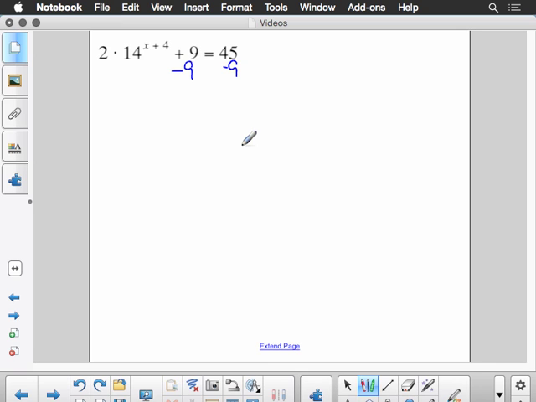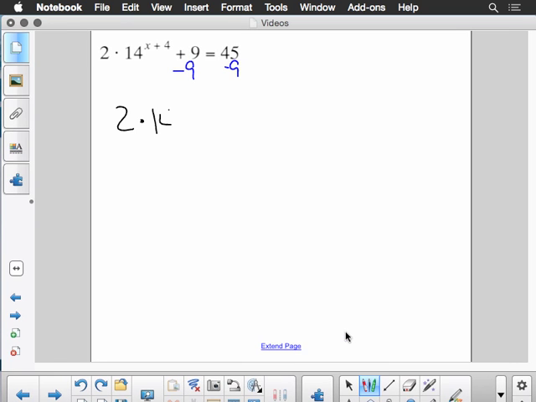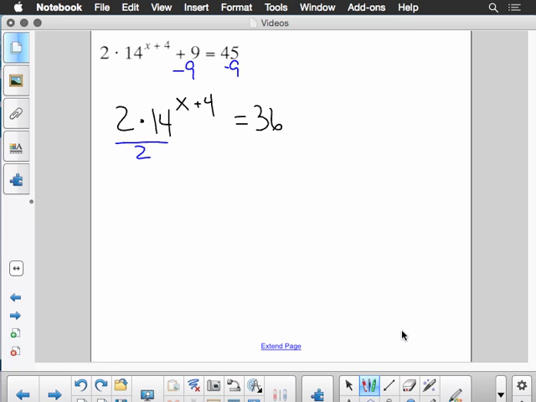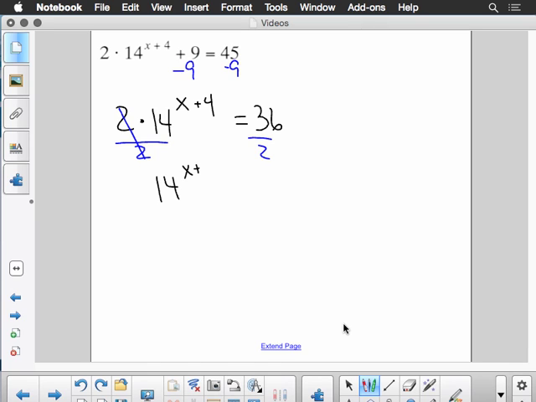So then I bring that down and, oh look, let's change colors. So I have this 2 times 14 to the x plus 4 equals, and this time it's 36. So now I am going to divide by 2 on both sides. That's going to cancel, and then I will have 14 raised to the x plus 4 equals 18.